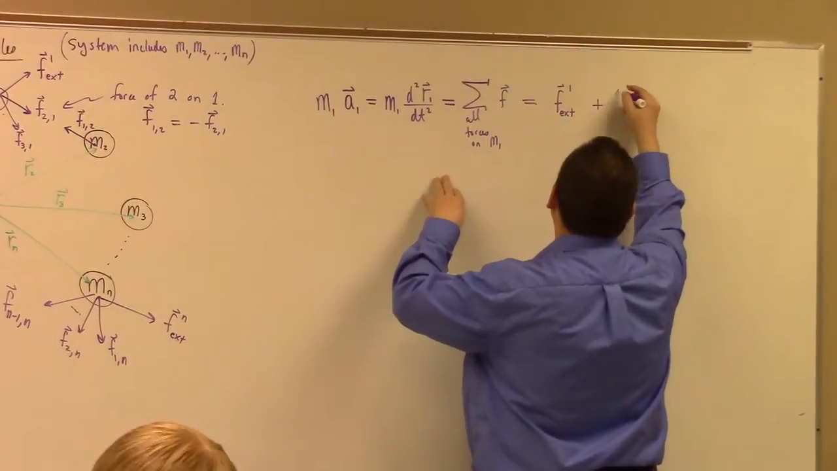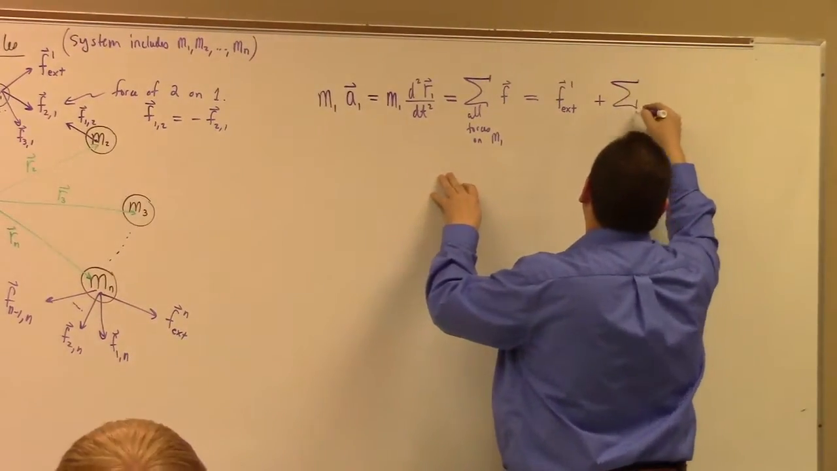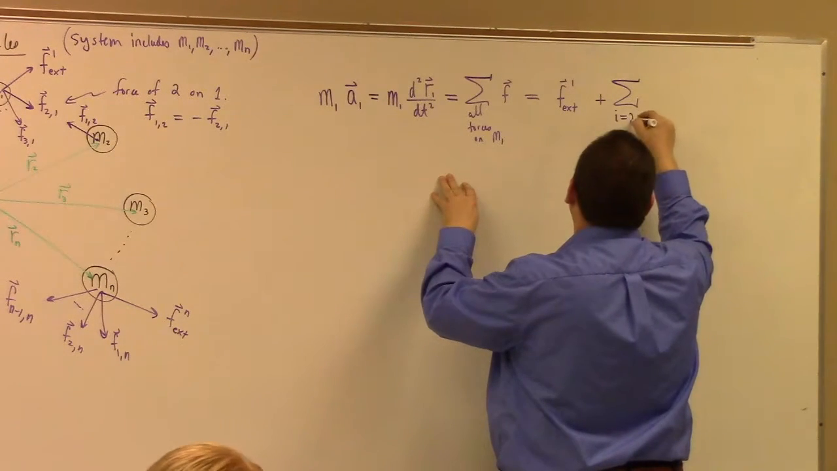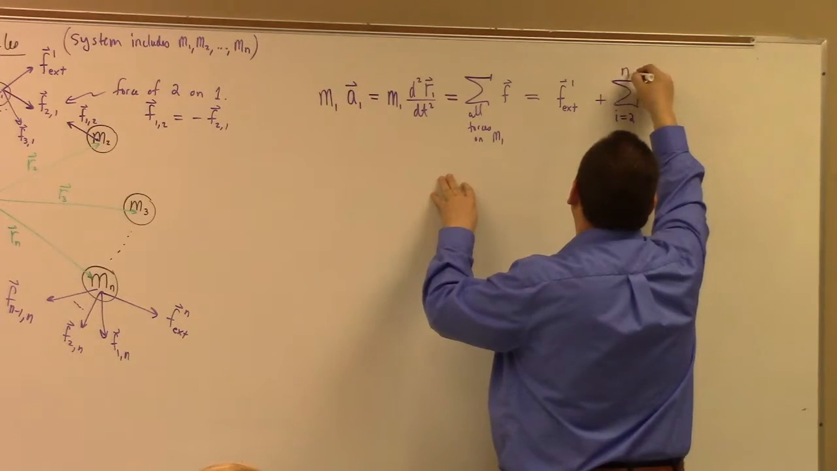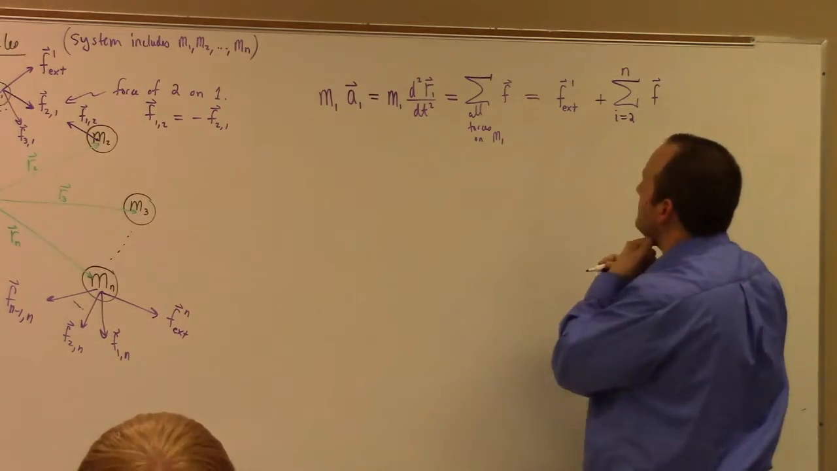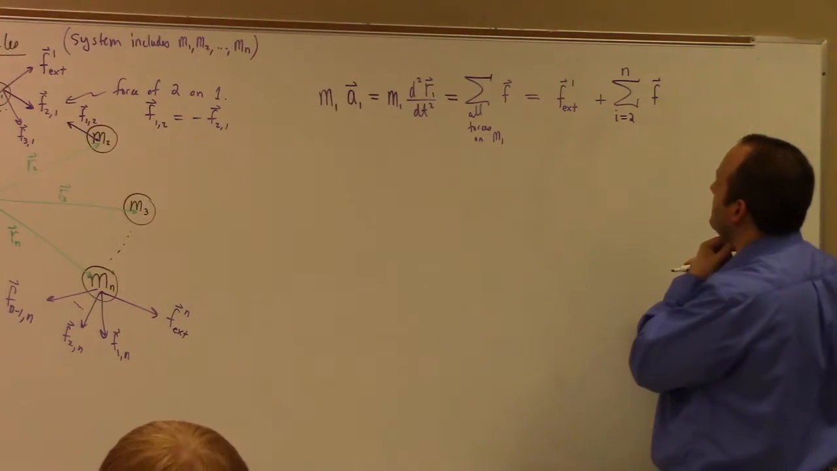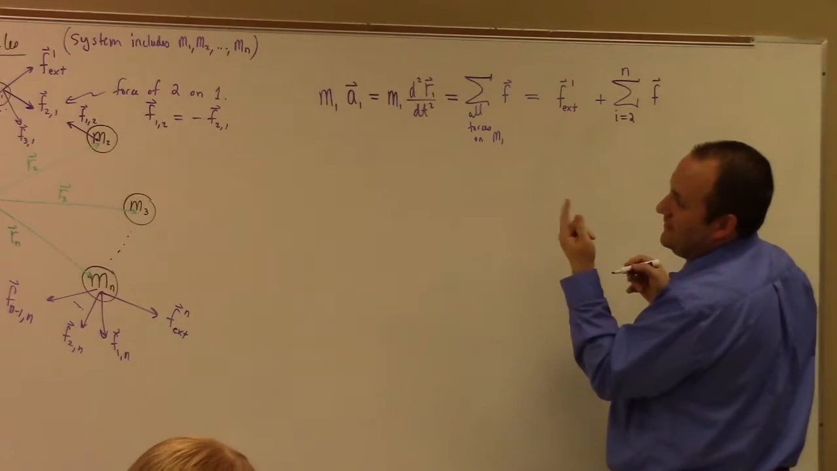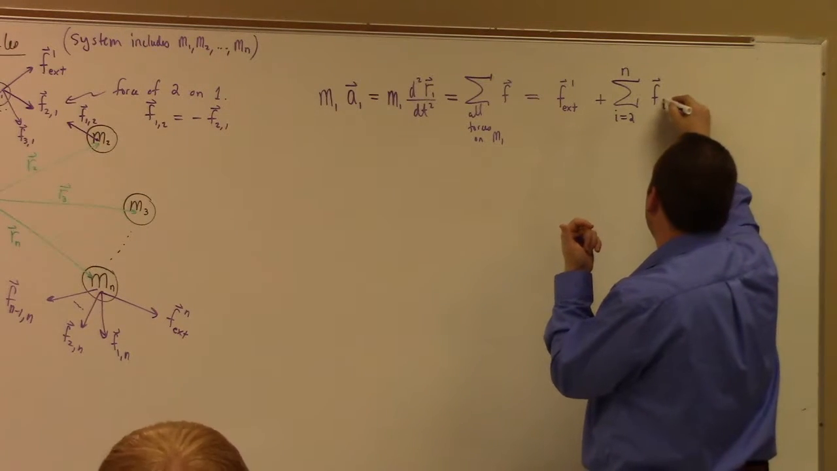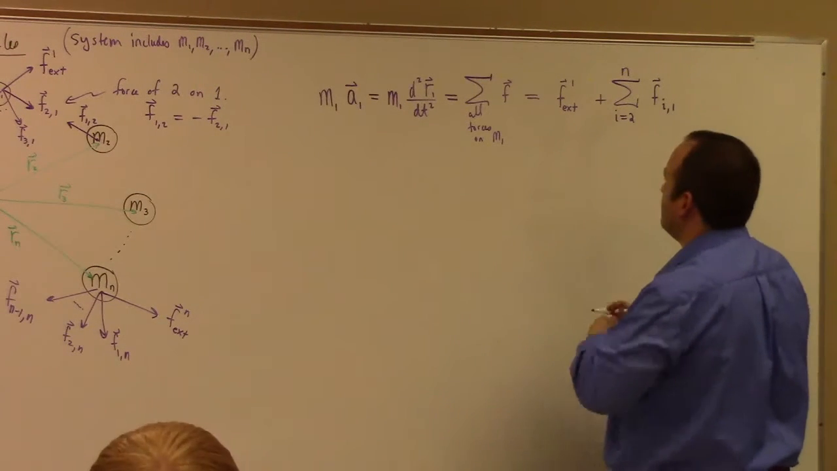But okay, then plus the sum, in this case, i equals 2 to n, of what? F. What do you got here? What do those look like? In my notation, it's always 1, right? So it's like F i, comma 1, right?